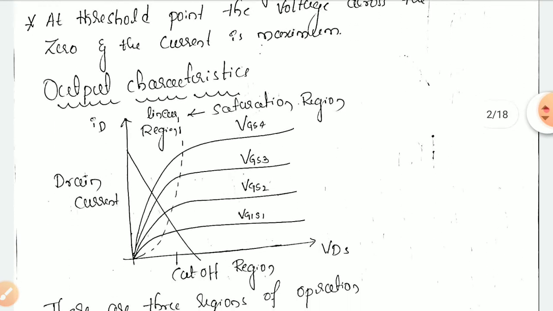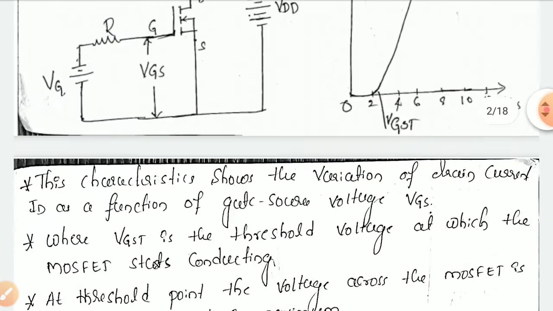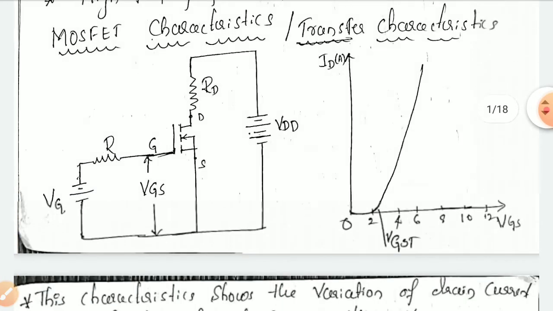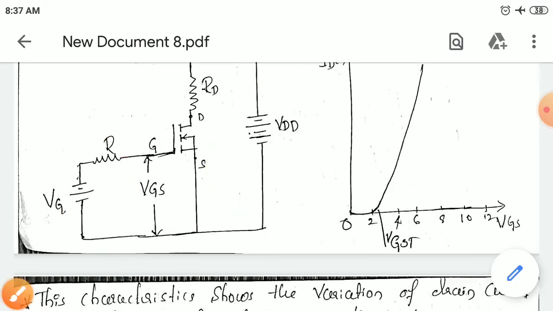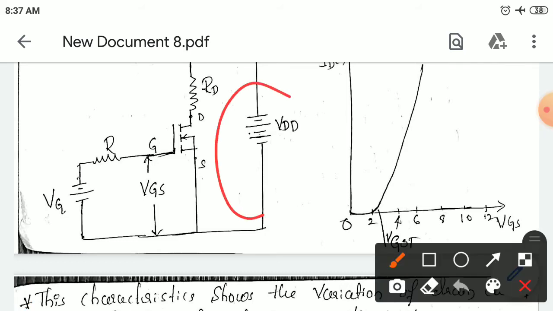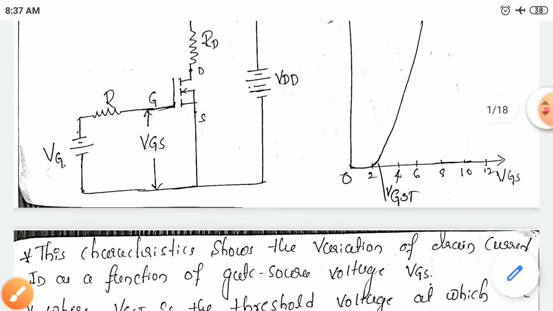Next is the output characteristics. If you plot the characteristics by keeping the input constant and varying the output, that shows how the circuit is operating. Initially, keeping the output constant, you varied the input to see how the switch behaves; that is the input characteristics.